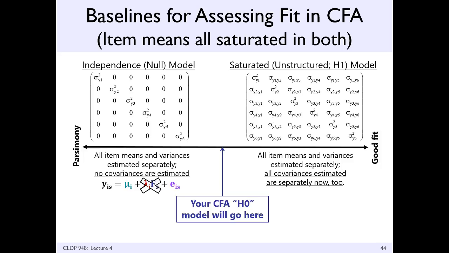Our job, the middle here, is to find the H0 model, which is our factor model, 1 factor, 2 factor, etc., that can approximate as closely as possible the best possible saturated model. So when we think about model comparisons, what we're going for is that our model is not worse. You can't beat the best, but you can come as close as possible to tying it. That's the idea.